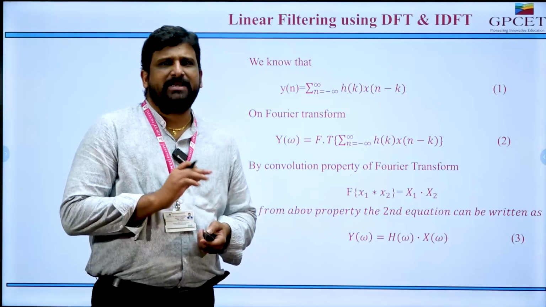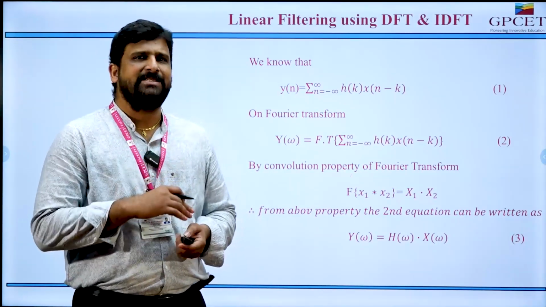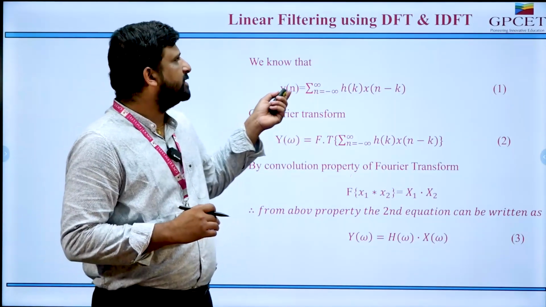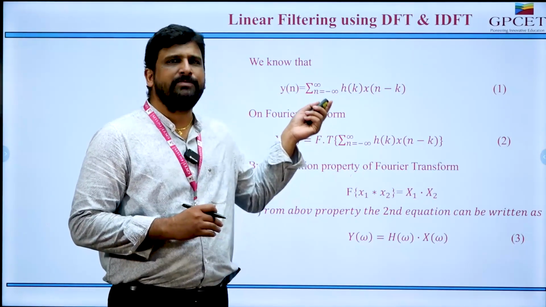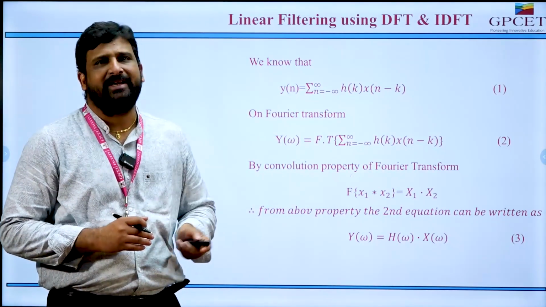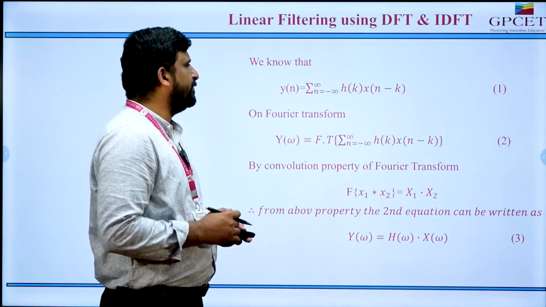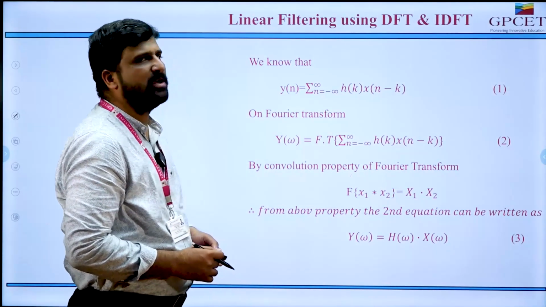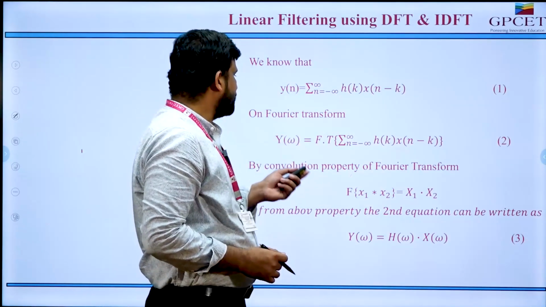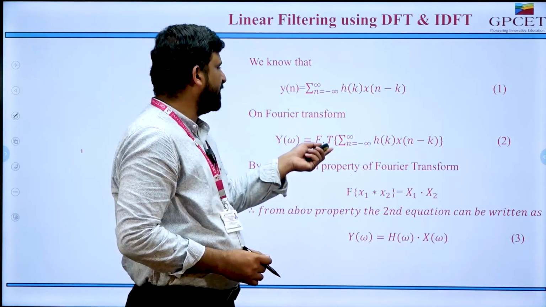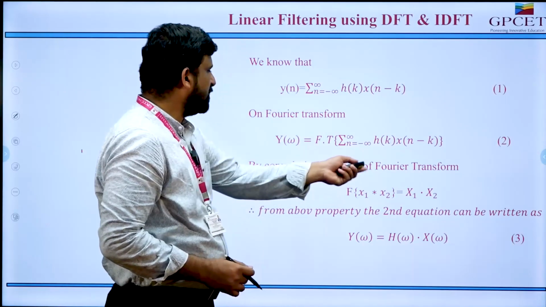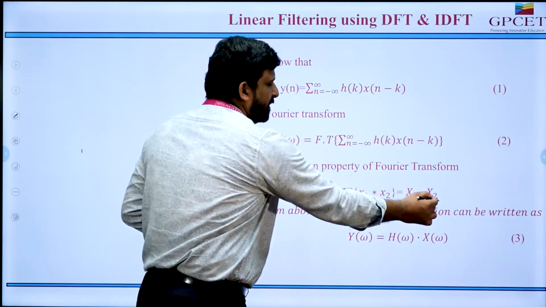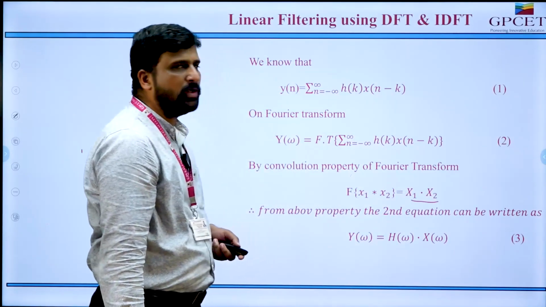As usual, we discussed some problems related to this topic in the last lecture, but once again I need to discuss some block diagrams related to linear filtering using DFT and IDFT. These are the equations we are familiar with: y of n is equal to the summation from k equal to minus infinity to infinity of h of k x of n minus k, and if we take the Fourier transform, by the convolution property, the Fourier transform of x1 convolved with x2 gives capital X1 into X2.